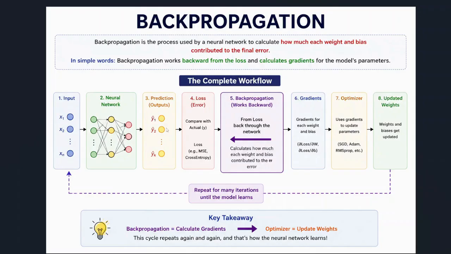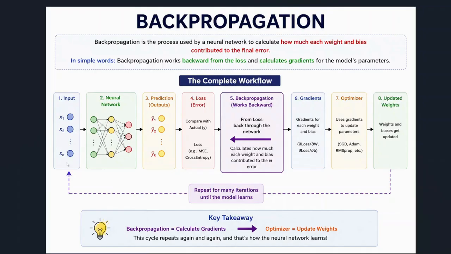So what is backpropagation? Backpropagation is the process used by a neural network to calculate how much each weight and bias contributed to the final error. In simple words, backpropagation works backward from the loss and calculates gradients for the model's parameters. So the complete flow is like this.